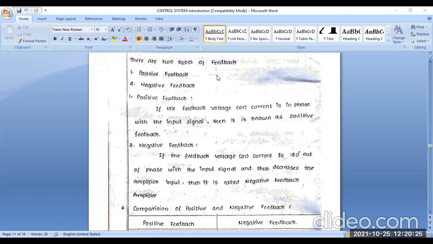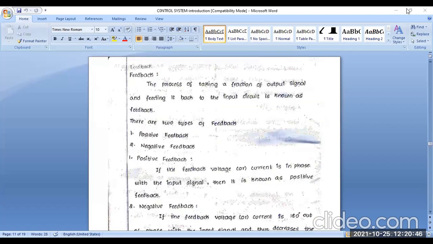Okay, so let's start. We have discussed in the last classes feedback systems. This feedback is attached in the closed loop control system. We have to discuss the open loop control system and the closed loop control system. In the closed loop control system, we attach another part, that is the feedback loop. Any process or plant that takes a fraction of the output signal and feeds it back to the input circuit is known as the feedback loop.